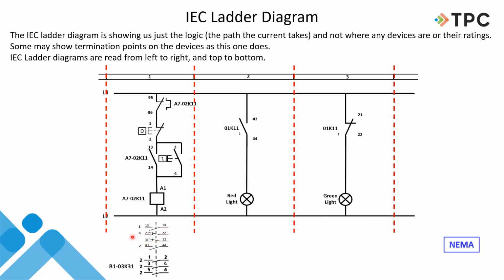These numbers over here are telling me on what space or rung it is. So this one's used in rung 1. Here's rung 1. And here it is. This one's used on rung 3, normally closed. And if I go over here to rung 3, there it is.